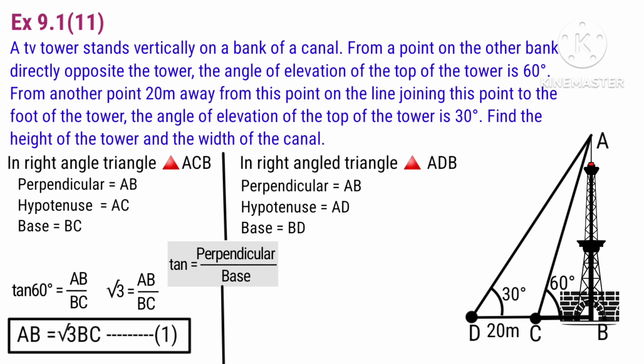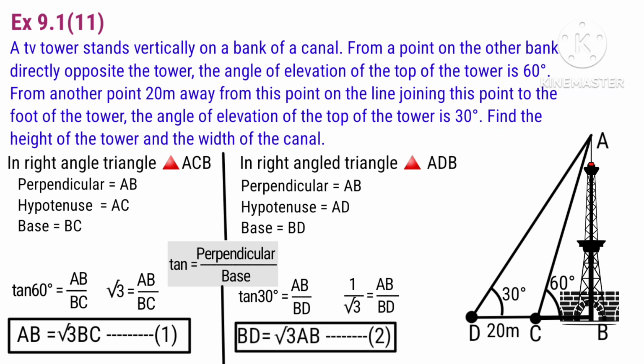So next we see for the next right angle triangle, that is ADB. So here tan D is equal to perpendicular divided by base. So tan D is 30 degree. So here tan 30 degree is equal to AB divided by BD. So tan 30 degree is 1 divided by square root of 3. So when we substitute, we'll get 1 divided by square root of 3 is equal to AB divided by BD. So that can be written as BD is equal to square root of 3 AB. So this is equation number 2.